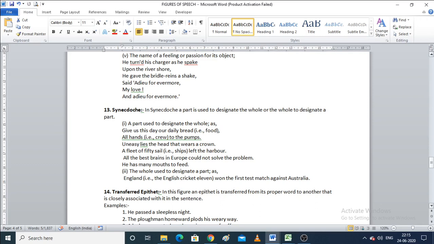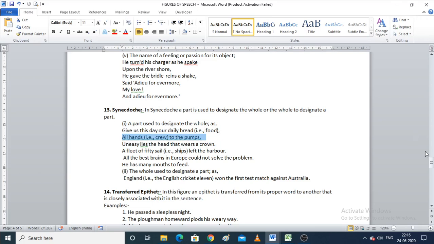Similarly, the vice versa also happens, when a part is used to designate the whole. Just now I gave you an example when a whole designates a part. Now I will give you an example of a part which is used to designate the whole. Give us this day our daily bread, which means food. All hands to the pump. Here a part is used to designate the whole, right?